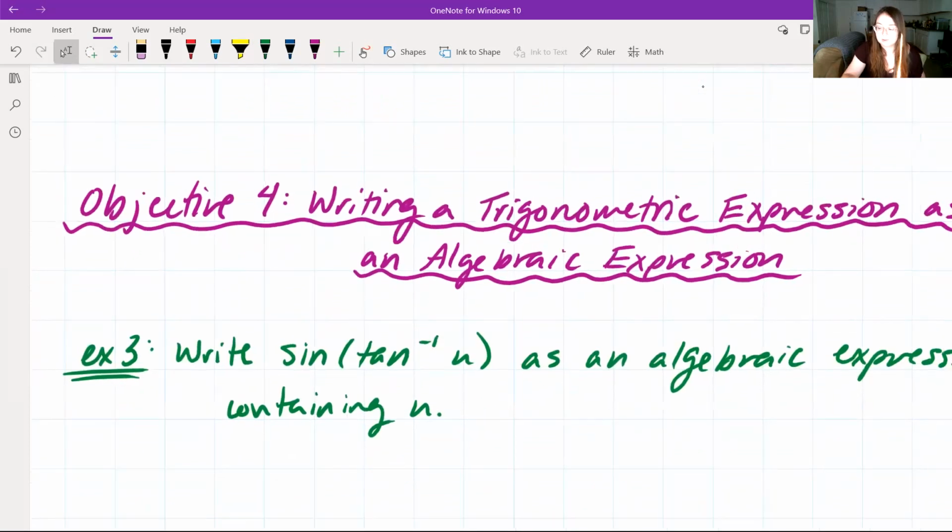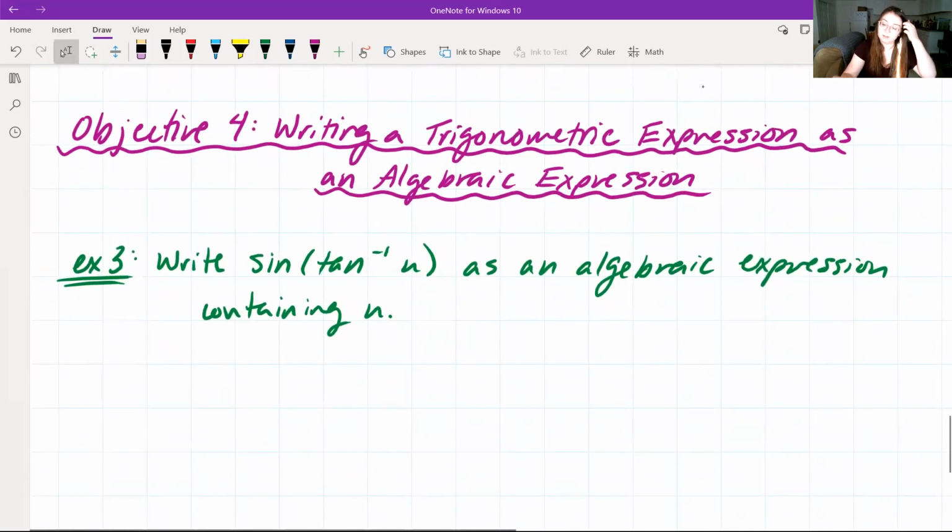So all right, on to objective 4. Objective 4 is writing a trigonometric expression as an algebraic expression. So example 3, we want to write sine of tangent inverse of u as an algebraic expression containing u. Now we're doing the same thing. We're just using this arbitrary value u instead of x or theta or an actual value.